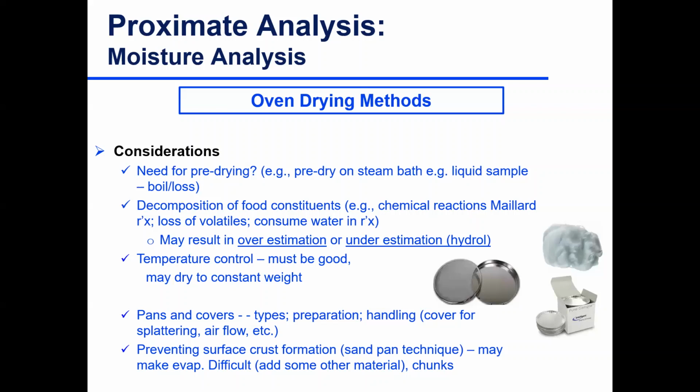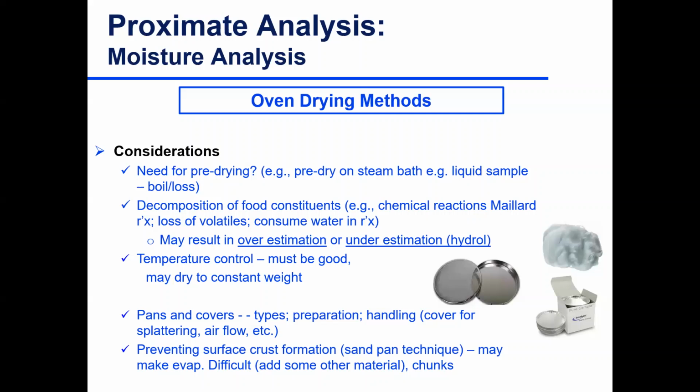Temperature control must be good. Those ovens that you put them in must be good. If they're not, you don't get accurate temperature control, and you won't get accurate moisture determination. Oftentimes they do dry to a constant weight, and that's again one approach. So you have good temperature control, then you take it to a certain weight.